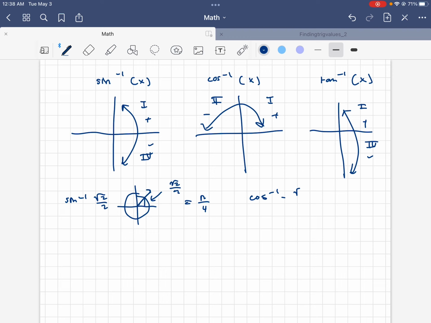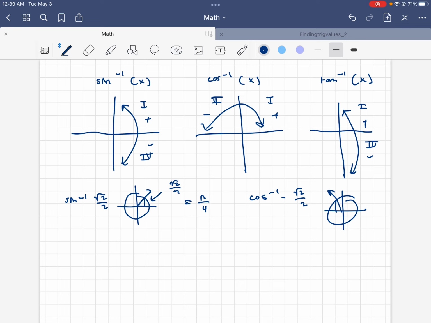Cosine inverse of negative square root of 2 over 2. So we can see here, the negative is in this quadrant here. Cosine is adjacent over hypotenuse, so what angle measure would give you the adjacent measure of negative square root of 2 over 2? It's going to be something that ends with a 4, or has a denominator of 4, so it's going to be up here. So you kind of just have to have a good understanding of your unit circle.